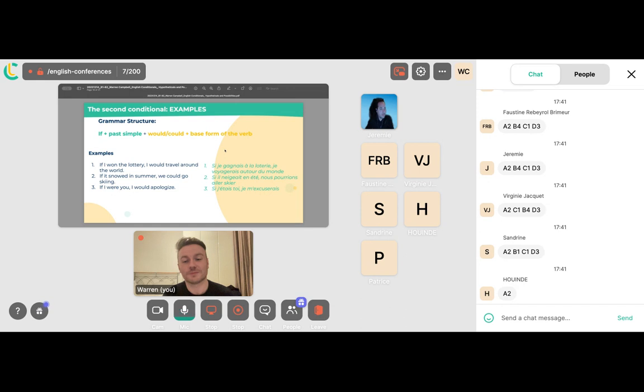If I were you, I would apologize. Now, this here is a really common way to give someone advice in English. In number 3, the situation sounds realistic, but in reality, it's not, because I cannot be you. It's not possible. You see that? So if I were to say, if I were you, second conditional, because I cannot be you.